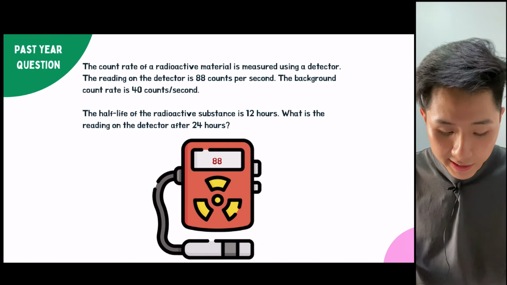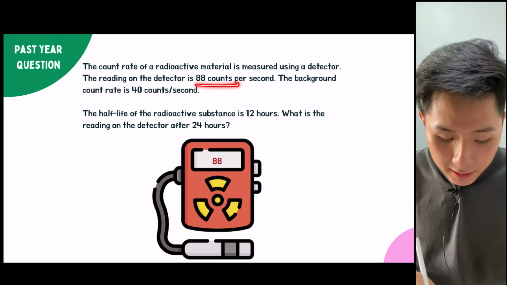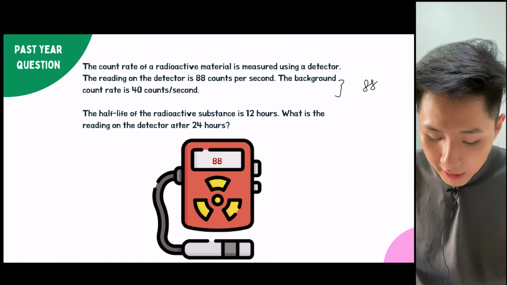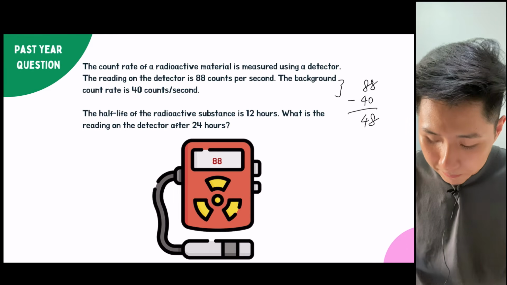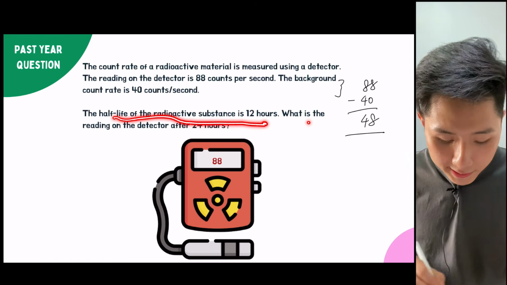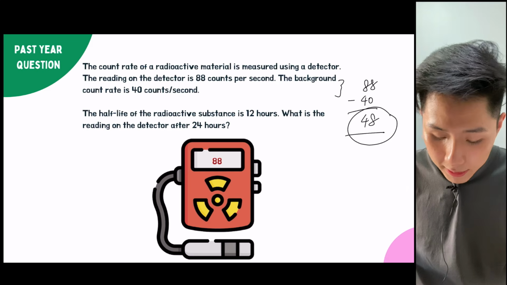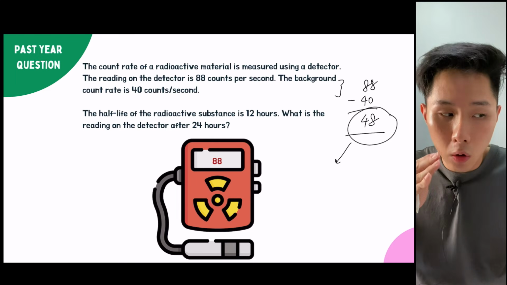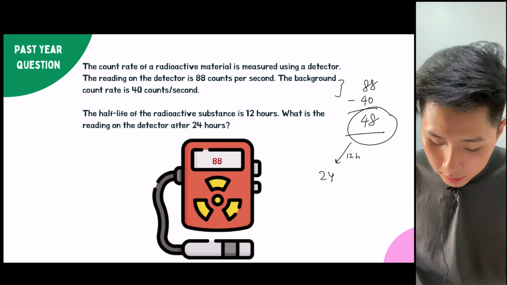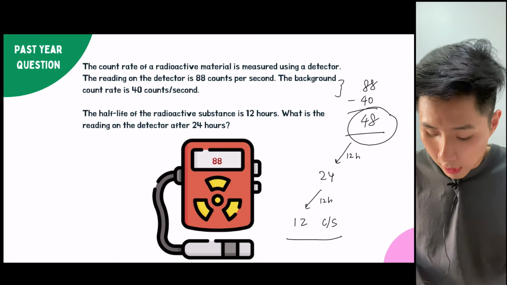So let's solve a question to understand it. The count rate of a radioactive material is measured, and the reading is 88, the background is 40, meaning the actual count rate of the substance is 88 minus 40, which is 48. And the half-life of the radioactive substance is 12 hours. What is the reading of the detector after 24 hours? So we know that initially it's 48. So this is the substance that will undergo decay. After 12 hours, it will be 24. Another 12 hours, since we are looking at 24, it will be 12. So for the substance, it's 12 counts per second.